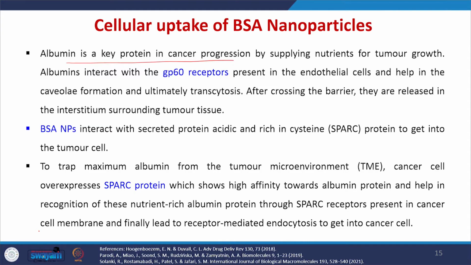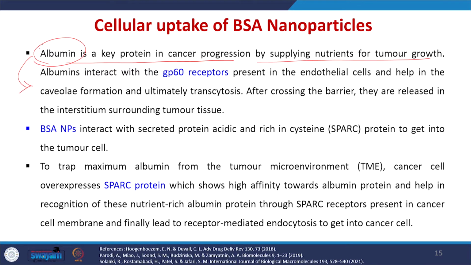Let us see the mechanism behind the cellular uptake of BSA nanoparticles. Albumin is a key protein in cancer progression by supplying nutrients for tumor growth. That means the tumor cells need a greater amount of nutrients, and this albumin protein is required for tumor growth. And once you add the anti-cancer drug to the albumin, the cells take up this albumin nanoparticle, assuming that this is food for their growth.